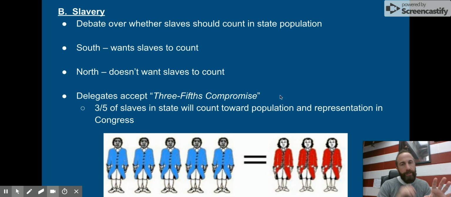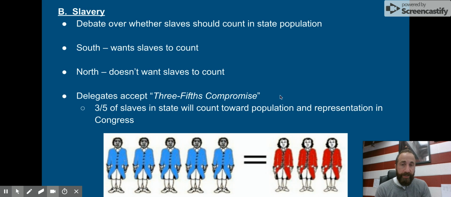So one side wants one thing, another side wants another. Compromise. We meet in the middle. And what they come up with is what's referred to cleverly as the 3/5 compromise, which says that 3/5 of the slaves in a state will count towards that state's population. So not all slaves count towards your populations, 3/5 of them.